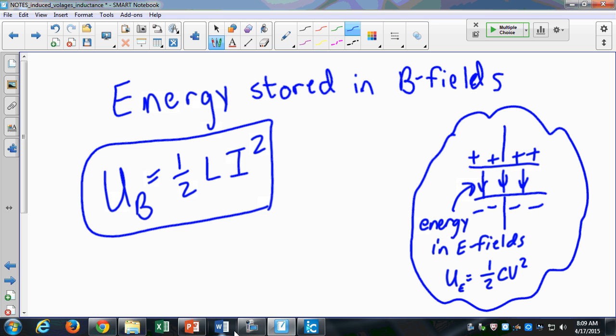You can go through and derive it. We're not going to do it here, but you can. But I just want to get to it now because we'll see it in LC circuits when we have a capacitor and an inductor, and those two things are going to sort of trade energy back and forth.